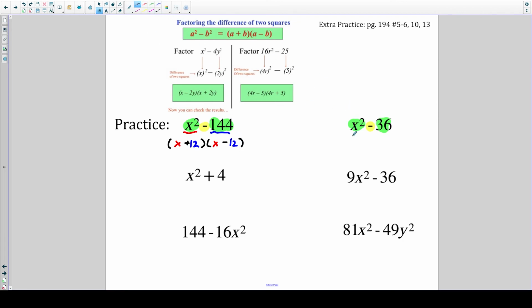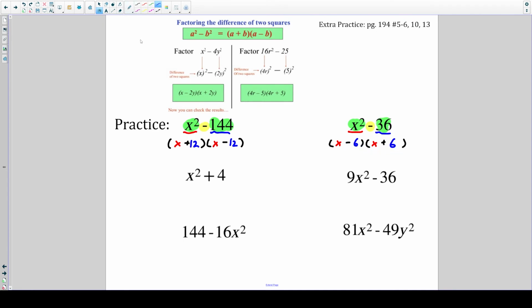I can do the same thing for the second example. I'll set up my two factors first. I can make this one negative and make this one positive. Again, it doesn't matter. I'm going to take a look at my square root of x squared, which is x, so I'll pop that in as my first term, and the square root of 36 is 6. So I can factor x squared minus 36 as x minus 6, x plus 6.